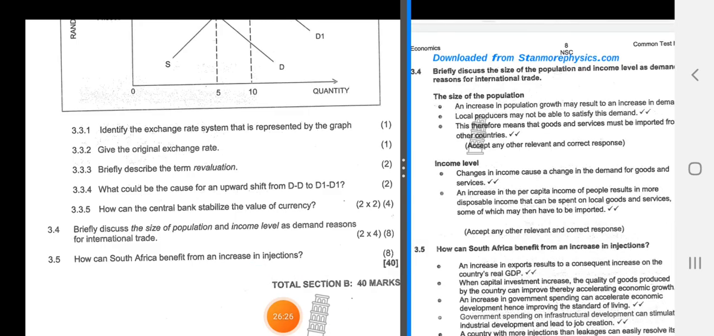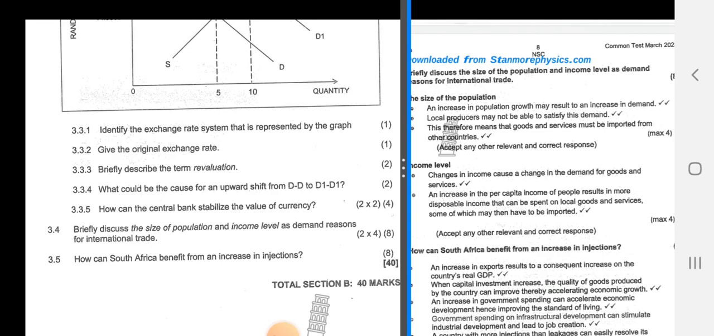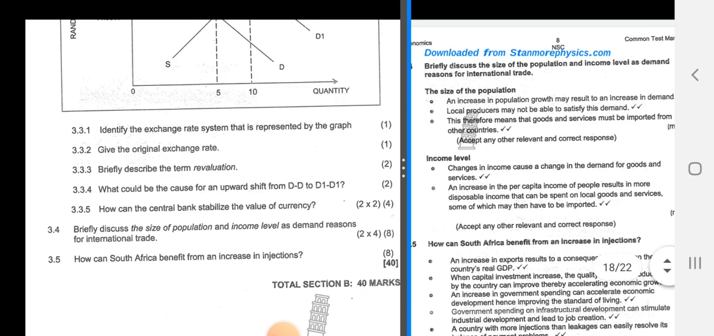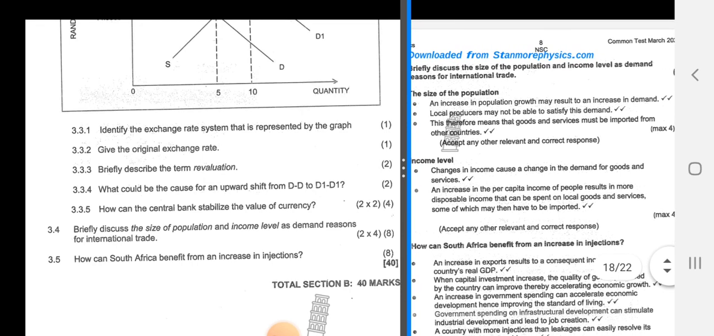We are now on 3.4. Briefly discuss the size of population and income level as demand reasons for international trade. So you discuss the size of the population and income level as demand reasons. We have supply and demand reasons for international trade. So the size of the population: an increase in population growth may result in an increase in demand. Local producers may not be able to satisfy this demand. So therefore goods and services must be imported.